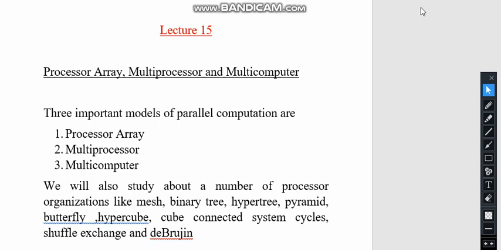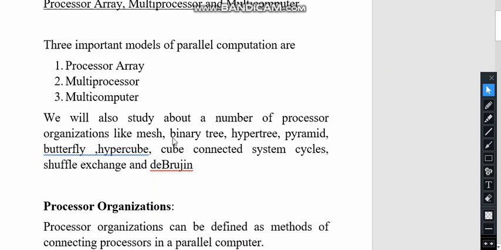As we are having more number of processors in the multi-computer, we have to organize these processors in a proper way so that the complexity will be low and the throughput will be high. So we have 9 different processor organizations. These are mesh network, binary tree network, hypertree network, pyramid network, butterfly network, hypercube network, cube connected cycles network, shuffle exchange network, and de Bruijn network.